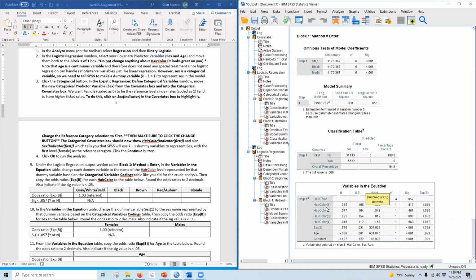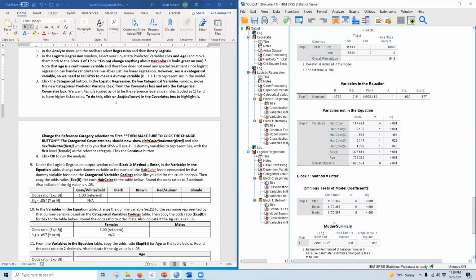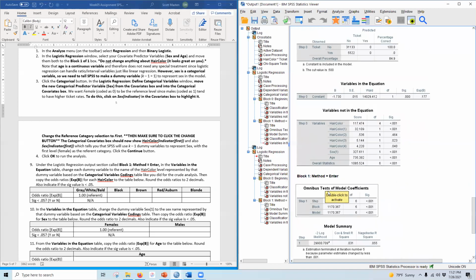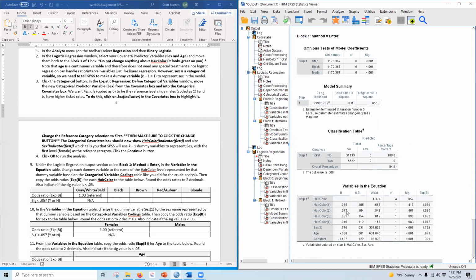Change each dummy variable to the name of the hair color level represented by that dummy variable based on the categorical variables codings. So again, just looking up here at categorical variables codings, dummy variable 1 for hair is black, dummy variable 2 is brown, dummy variable 3 is red auburn, and dummy variable 4 is blonde. So I'm telling you to change those here. Do not change this first one, which is an omnibus test that tells you whether hair color overall is associated with your odds of getting a ticket. And the answer is no.